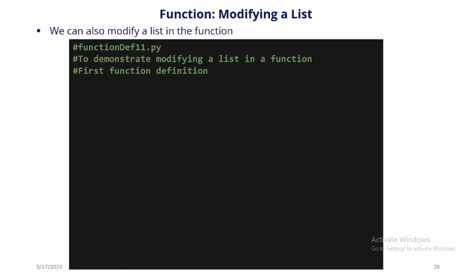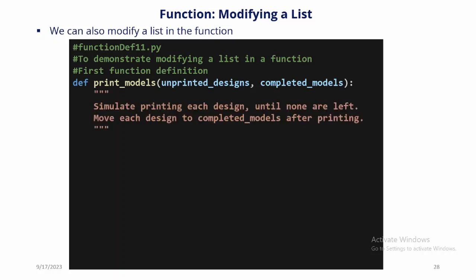How do we do that? Def print_models, unprinted_designs, completed_models. This program is going to simulate the printing of each design until none is left, and we are going to move each design to the completed models after printing. From the unprinted models, we will move them to the completed models list.